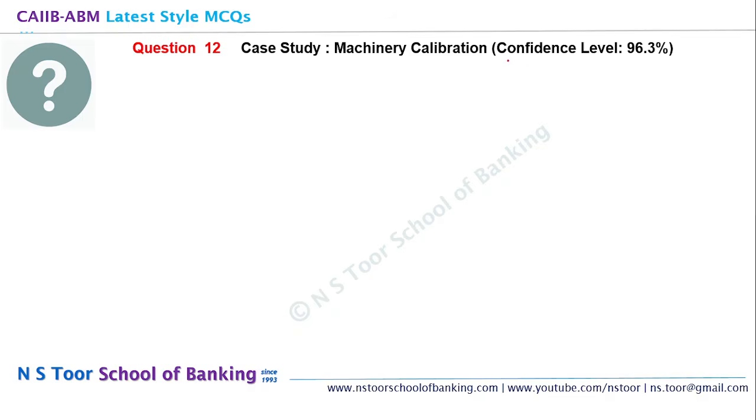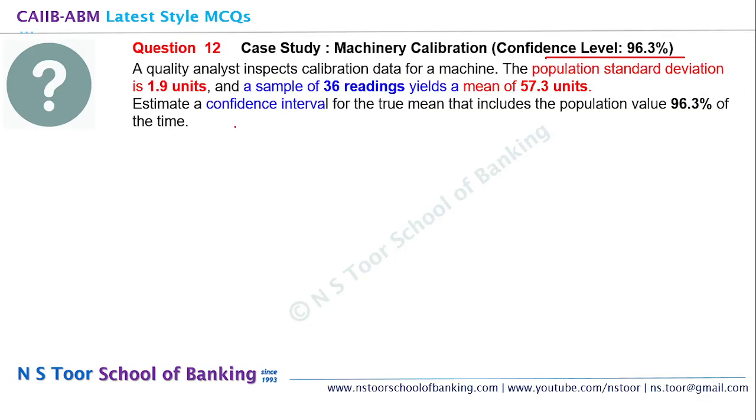Machinery calibration confidence level at 96.3. How will we calculate it? Let us read the question first. A quality analyst inspects calibration data for a machine. The population standard deviation is 1.9 units. How much is it? The population standard deviation they have given is 1.9 units.